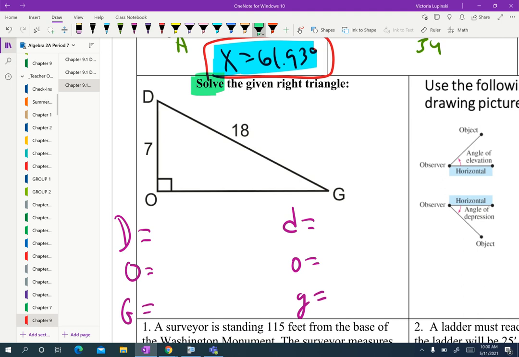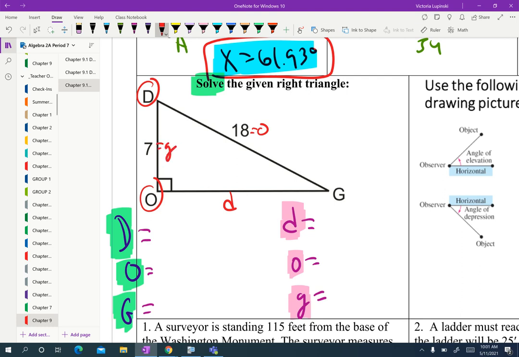Notice that this is triangle DOG. Over here on the left side, these capital D, capital O, and capital G are the angles, where the lowercase on the right is the side lengths. As a reminder, the side lengths are directly across from the corresponding angles. So if this is angle D, then this would be side D. If this is angle O, then this would be side O. And if this is angle G, then this would be side G.